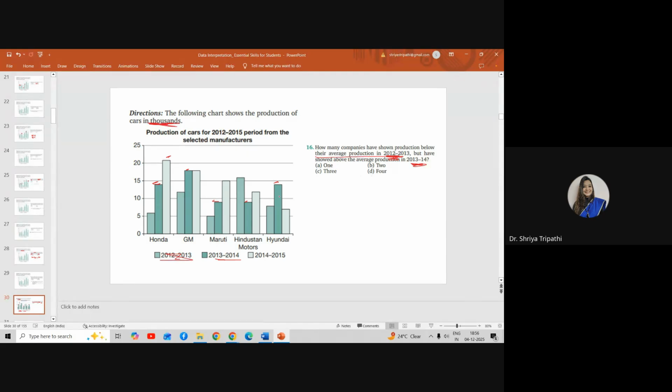Now, first of all, we have to calculate the average production of Honda, GM, Maruti, Hindustan Motor, and Hyundai. How will we calculate that? First, in Honda, we will add 6 plus 14 plus 21, divide by 3, since this is an average. How much will it come? Quickly, for Honda. 6 plus 14 plus 21 divide by 3.